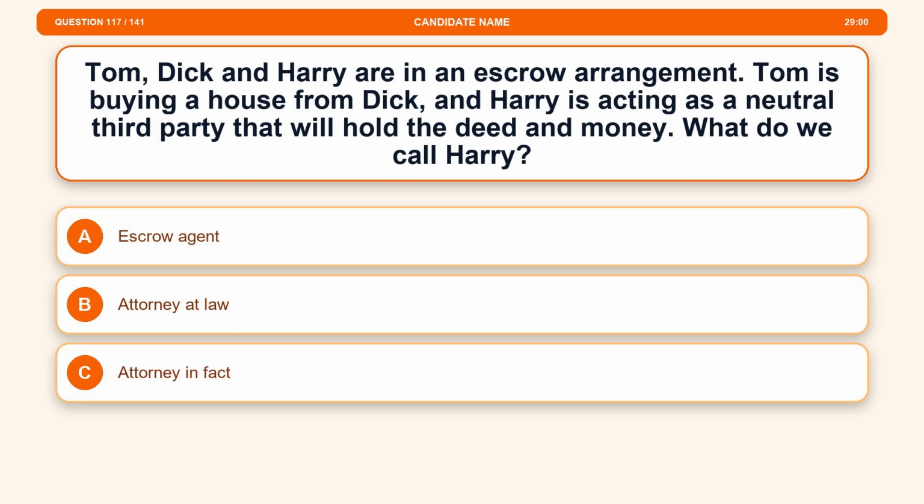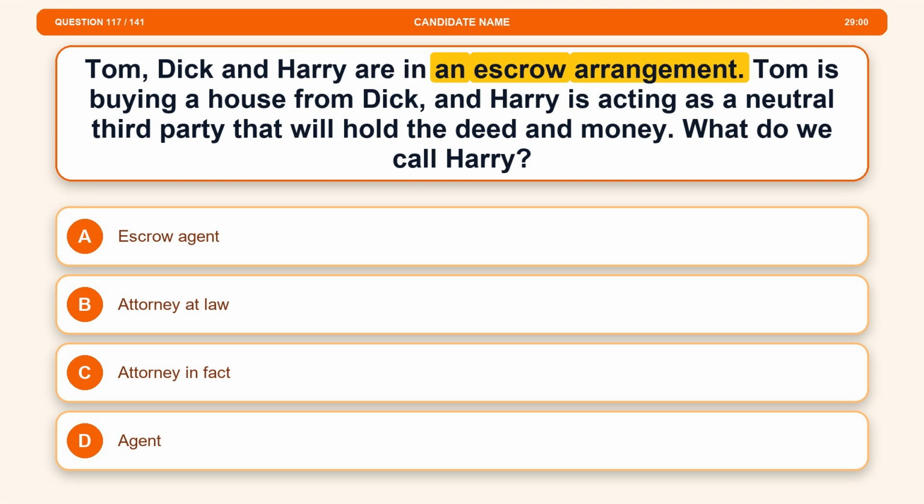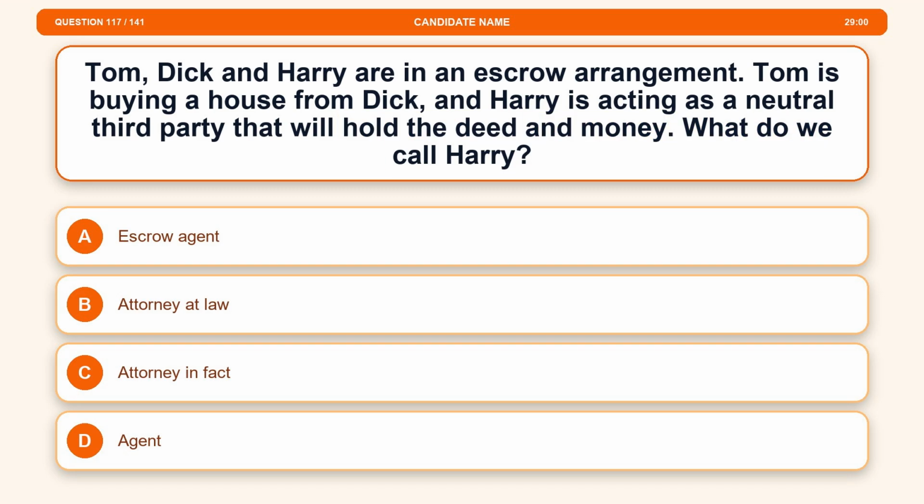Question 117. Tom, Dick, and Harry are in an escrow arrangement. Tom is buying a house from Dick, and Harry is acting as a neutral third party that will hold the deed and money. What do we call Harry? Option A: escrow agent. Option B: attorney at law. Option C: attorney in fact. Option D: agent.